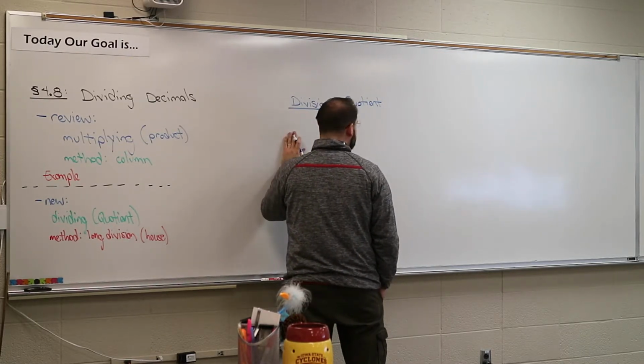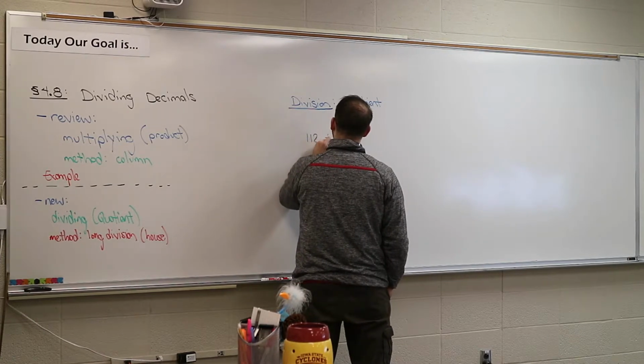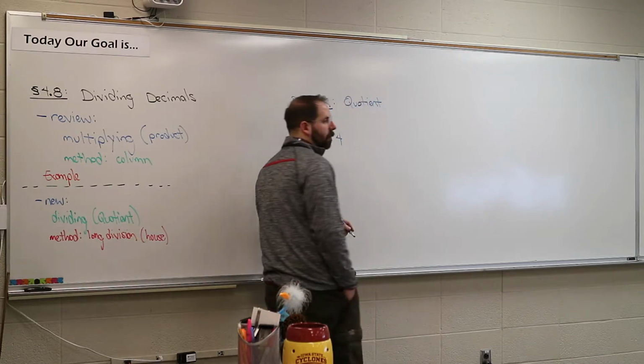So the things we've done before is we've done problems like this. We've done like 112 and we've divided by 4. We've done that before. Okay.